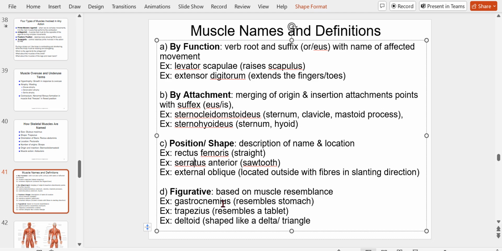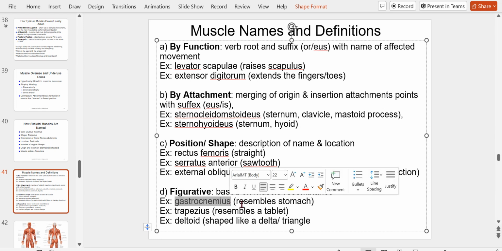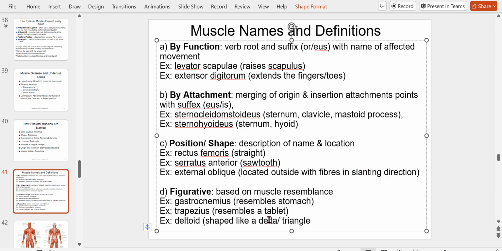It can be named by position and shape. Rectus femoris, straight. Serratus anterior, serratus sawtooth. External oblique, outside there. Even they can be figurative, and this one here blows my mind. The gastrocnemius, that's your calf muscle. Somebody thought it resembled a stomach, so they named it the gastrocnemius. I don't get it, but I am just the messenger. Trapezius resembles a tablet. Deltoid of the shoulder, remember, resembles the delta or a triangle.